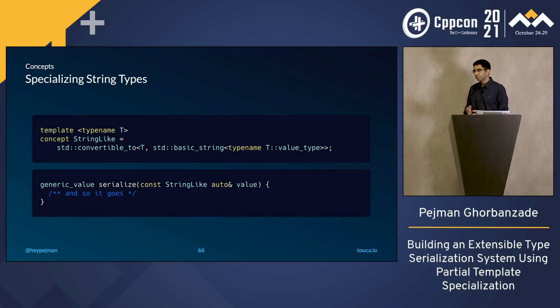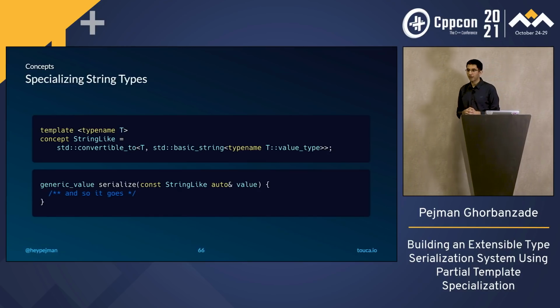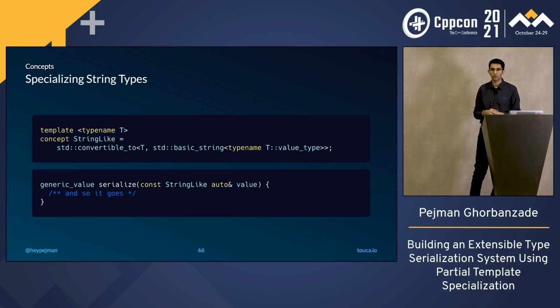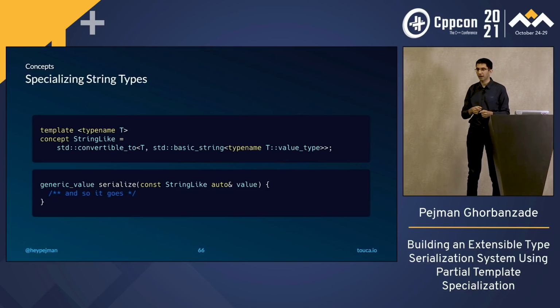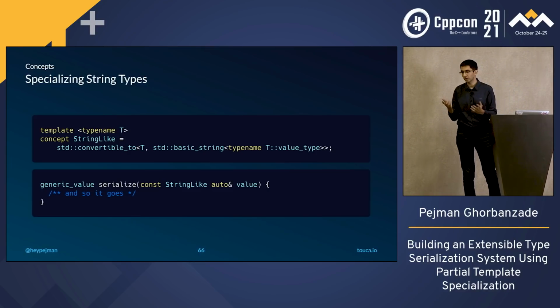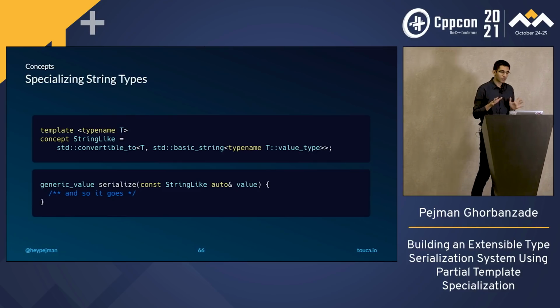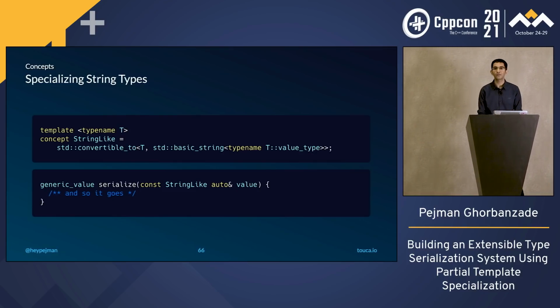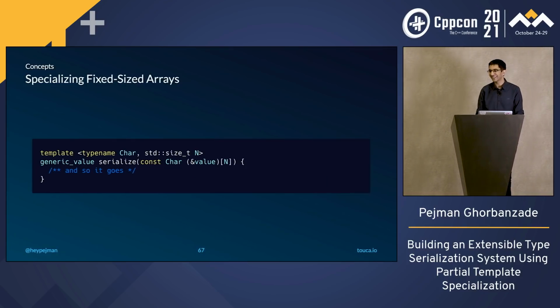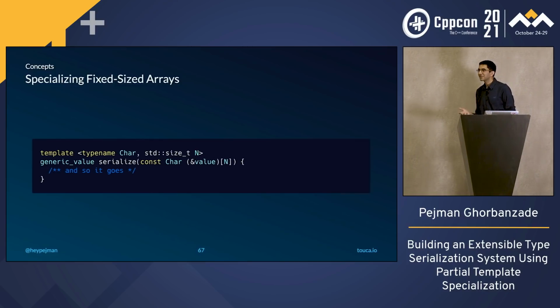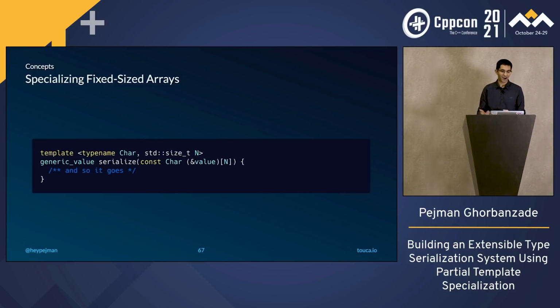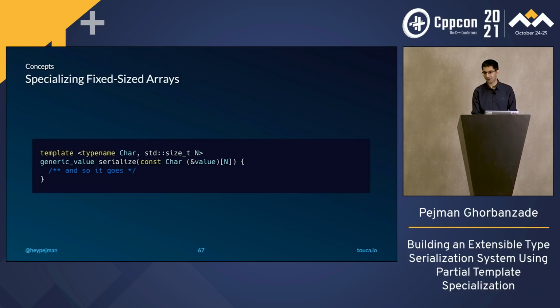Now, about strings that I showed you earlier, I was only checking for a string and string view. Now we can just do this. Again, it's not perfect code. It's meant to be the simplest way of doing it. Here is how we can handle char arrays and other fixed strings.